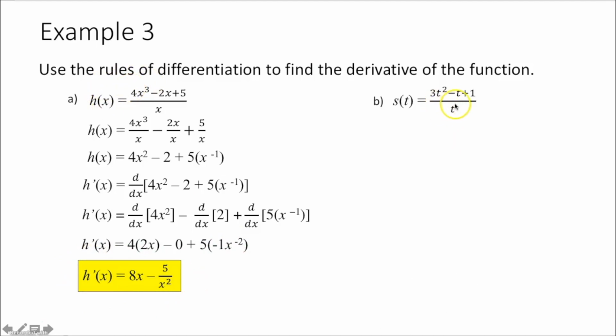Here, it's the same thing. I take this t, put it under each of the terms, and then I can simplify this further. This 3t squared over t, one of the t's cancels out, and I'm just left with 3t. T over t turns to 1, and instead of writing this as 1 over t, I'm going to write it as t to the negative first power.